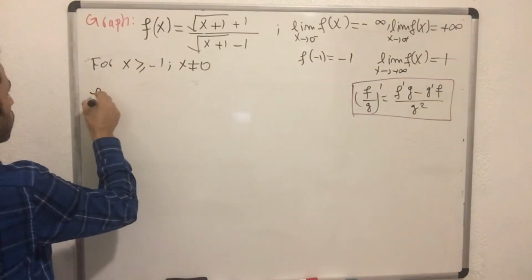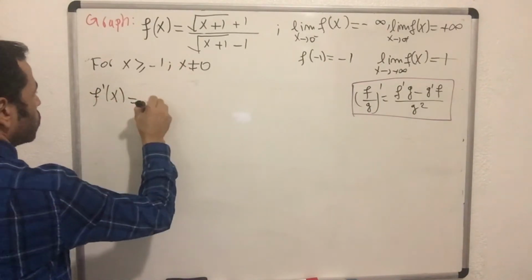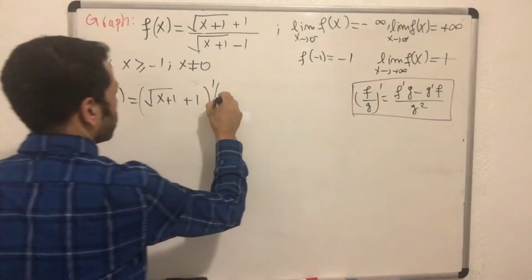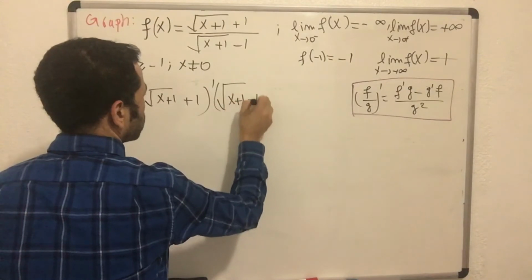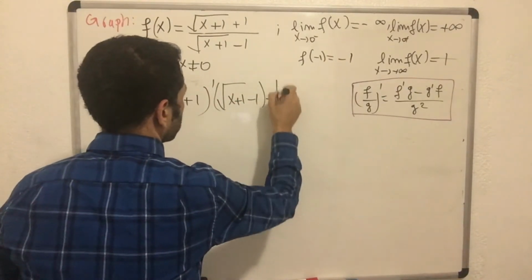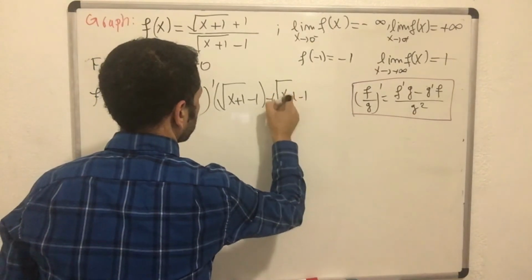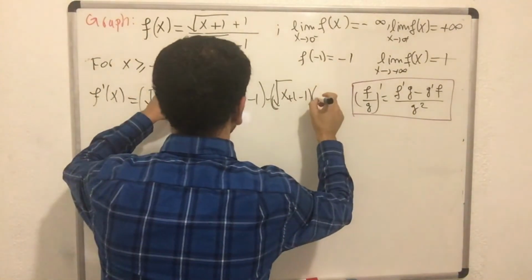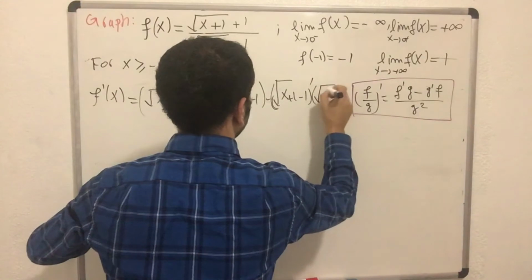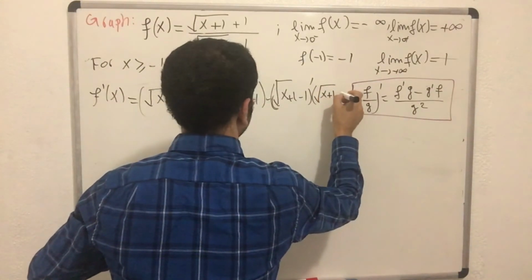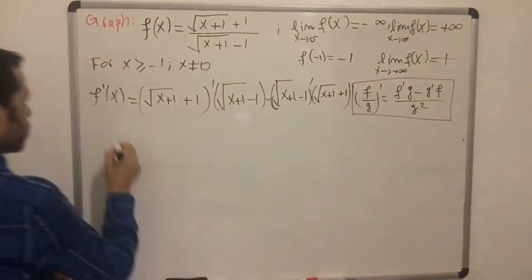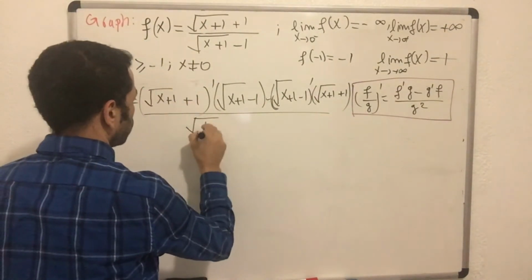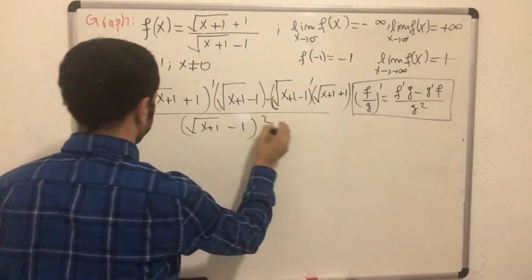So now f prime of x equals the derivative of the square root of x plus 1, multiplied by the square root of x plus 1 minus 1, minus the square root of x plus 1 minus 1 multiplied by the derivative of this one, the square root of x plus 1, okay? All over, don't forget, the square root of x plus 1 minus 1, squared.